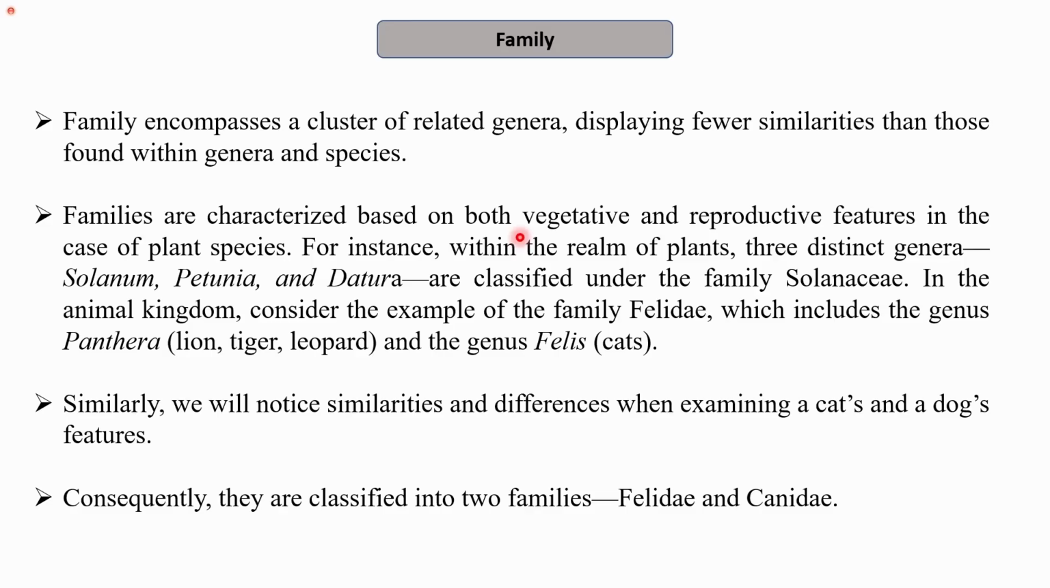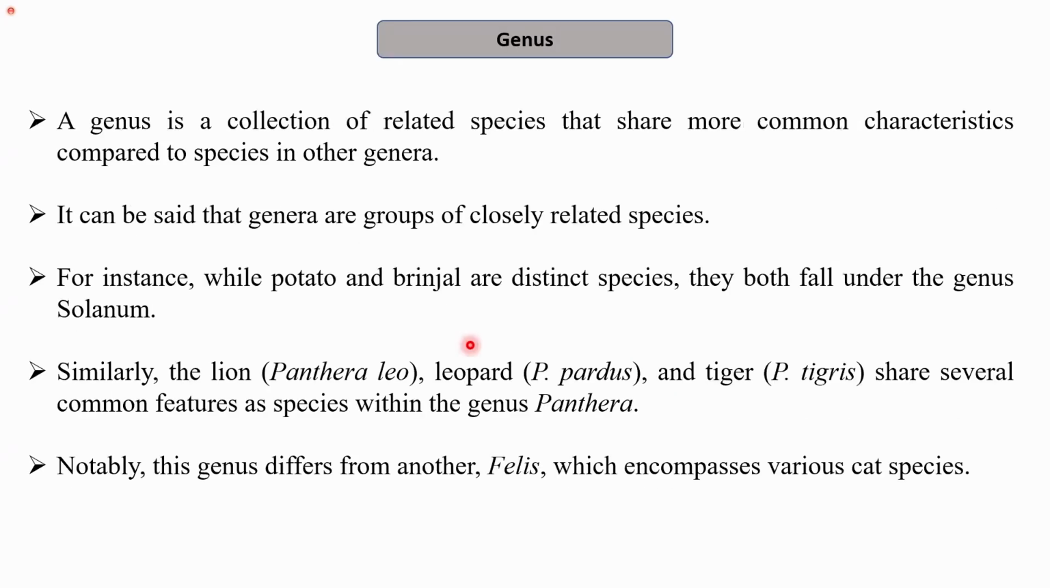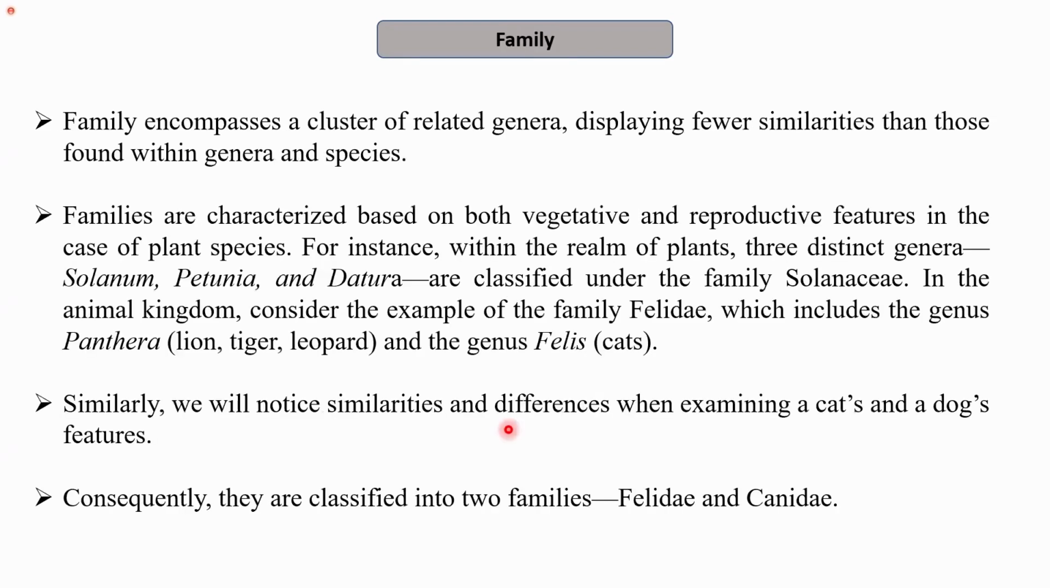Similarly, if I talk about the animal kingdom, I will consider the family Felidae. Here we learn that the genera Panthera and Felis are different. However, they both come under the family Felidae, which includes the genus Panthera, which is of lion, tiger, and leopard, and the genus Felis, which is used for the cats. So they all come under the family Felidae. Similarly, we will notice similarities and differences whenever we examine a cat and a dog. These can be considered under two families, which are Felidae for the cats and Canidae for the dogs.